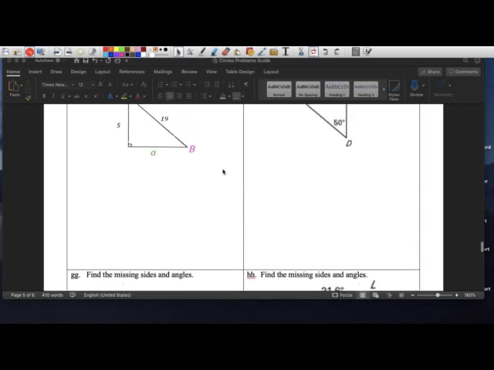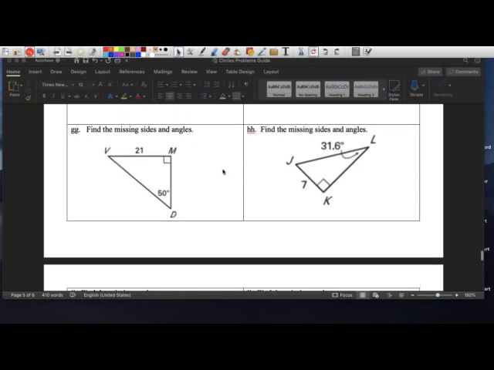Same problem, so you don't have to do it. So this one, again, 90 plus 31 minus 6, and then subtract that from 180, and you find the missing angle. That angle here is 58.4. Remember, a triangle has a total of 180. It doesn't matter which one we use.